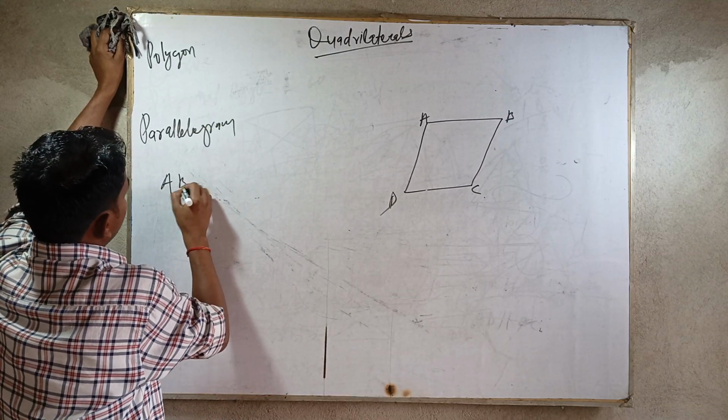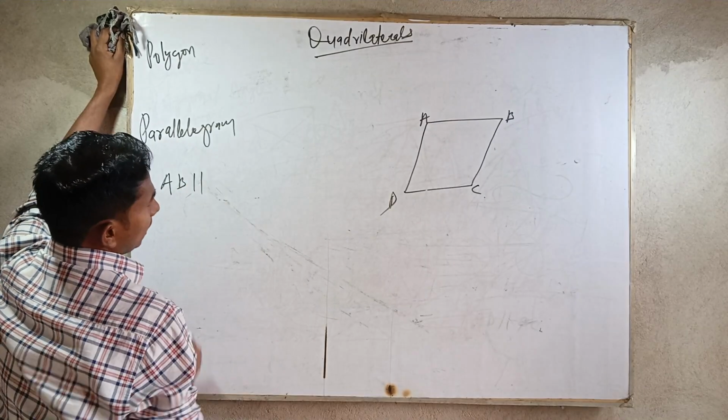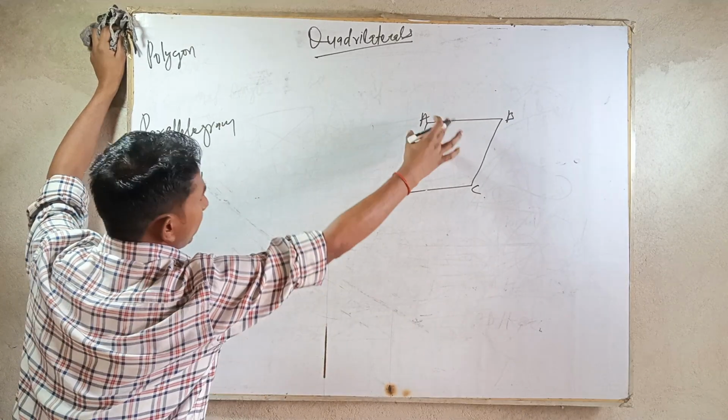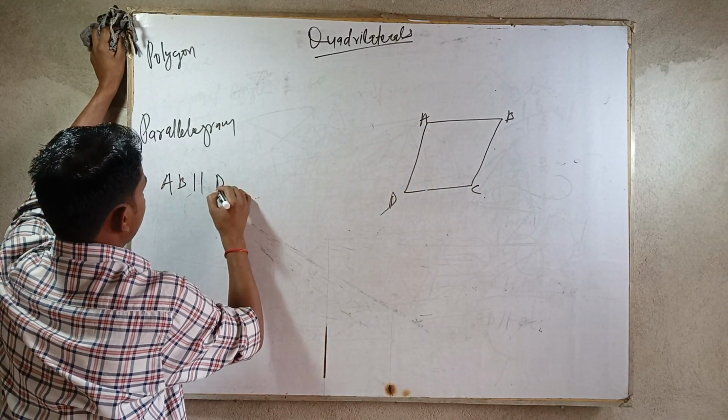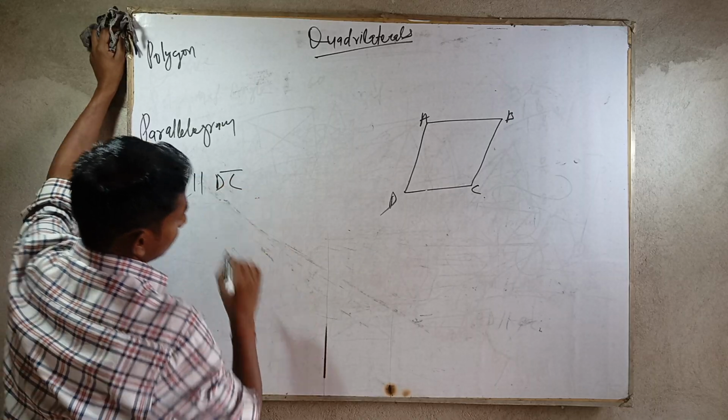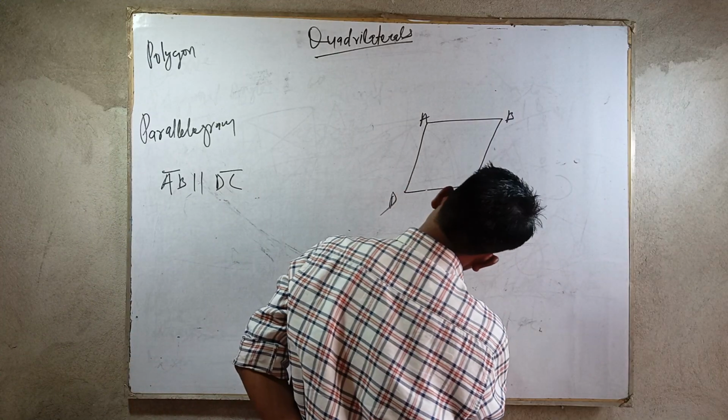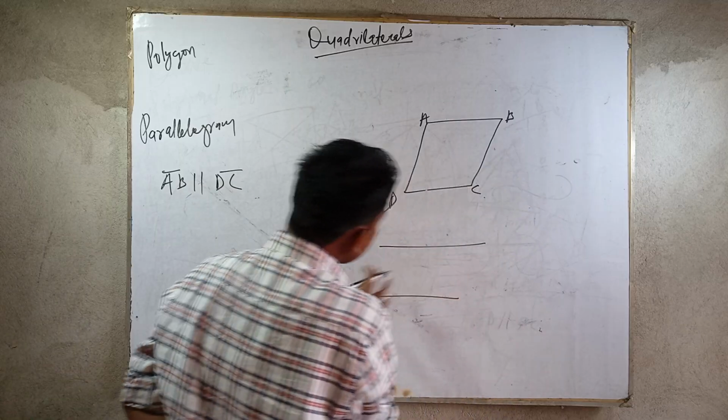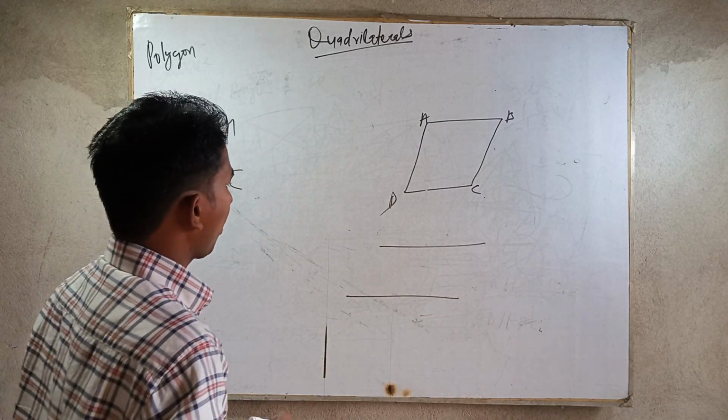Suppose AB is parallel to DC. It is looking like this. So this is the symbol of parallel lines.